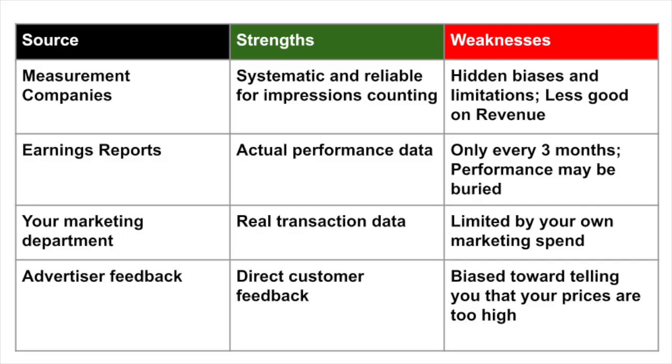In terms of buying behavior from your own marketing team, the strength is, again, you're looking at real data, not estimates. The weakness is that it's limited by what your marketing department can do for you. And then finally, the advertiser and agency feedback. As we discussed, potentially the least trustworthy because it's going to be biased in one direction, but it has a strength that you're getting that feedback directly from the customer. So at the end of the day, you're going to have to use all 4 of these sources to varying degrees, and you have to use your judgment as to how.